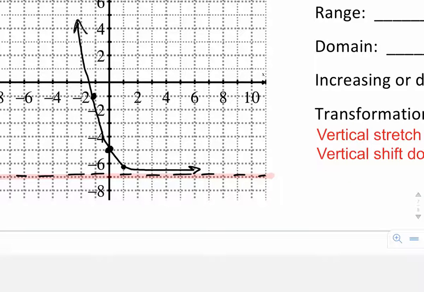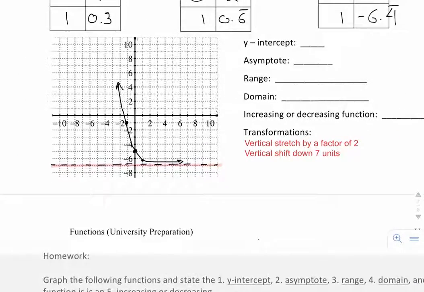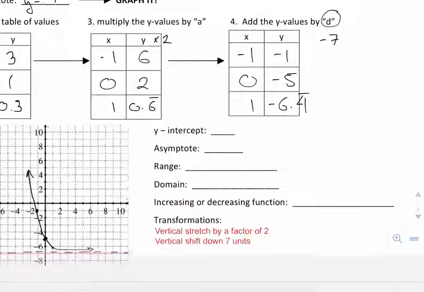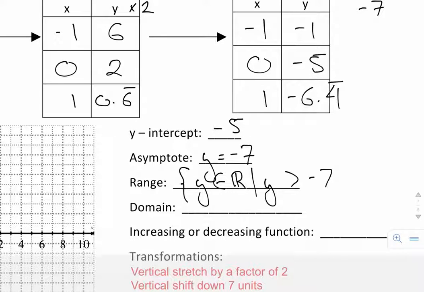Again, I don't care about the exact form of the graph. I'm more concerned about the y-intercept and the general shape. Make sure that it approaches the asymptote, you have arrows on the ends, and that it's going in the right direction. So our y-intercept here is going to be -5. The asymptote y equals -7. The range is everything y such that y is greater than -7. The domain is all real numbers.